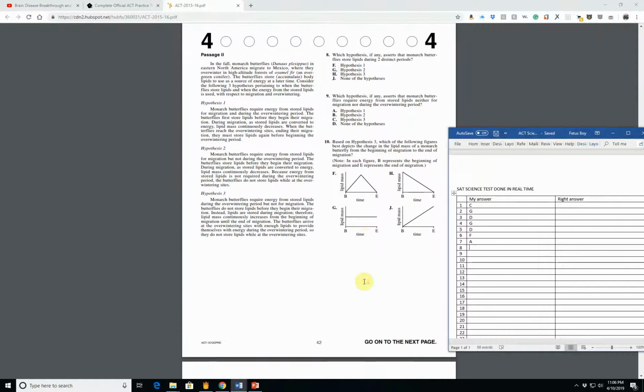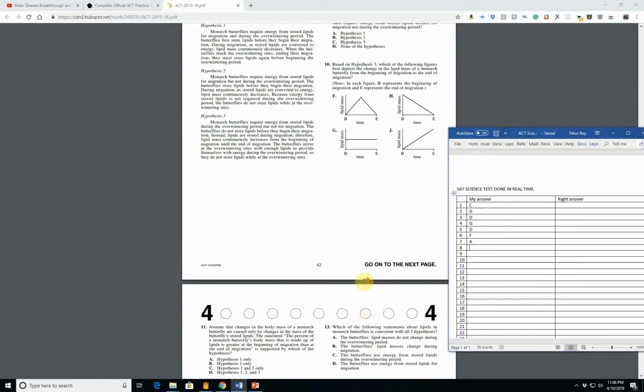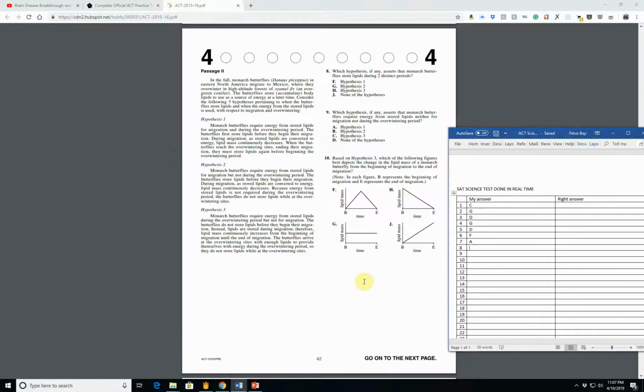Alright, passage 2, question 8. Which hypothesis, if any, asserts that monarch butterflies store lipids during 2 distinct periods? Okay, so during the overwintering, they store lipids when they begin their migration. When the butterflies reach the end, they must store lipids again. So definitely 1 does. Alright, that's easy. Those are 2 distinct periods, so before they begin and after they get there.